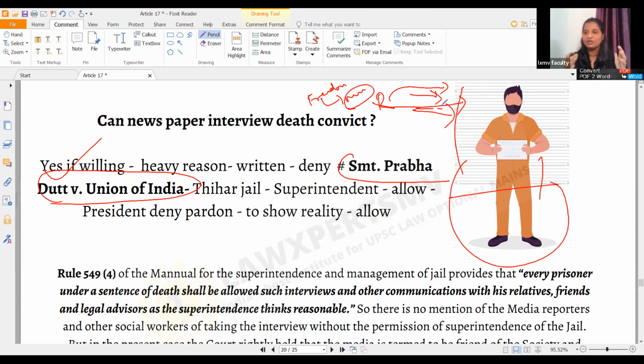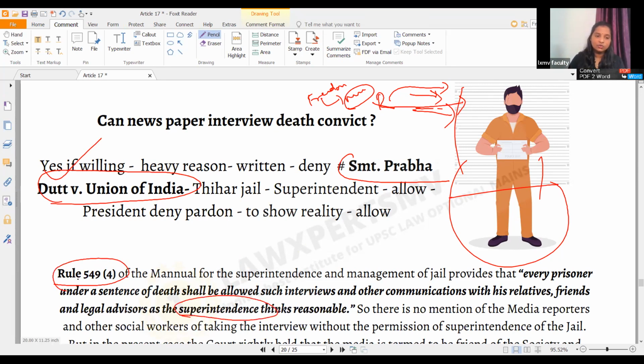See, you have the right to get the information, but he has this right of privacy, right? So when it clashes, right of privacy goes higher. And if he is willing, you can go and get the interview. And this interview can be stopped by the superintendents of the jail.